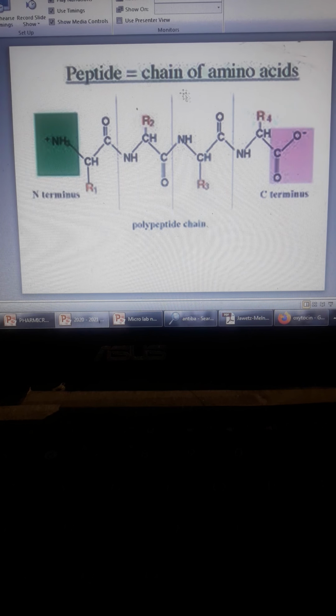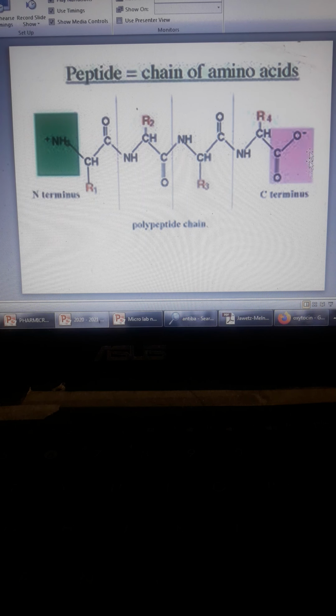So try to look at this diagram. Amino acid plus amino acid undergoes the condensation process, which leads to the formation of a peptide bond. If you reverse the reaction, you have to add water and it undergoes a hydrolysis process. It will go back to one amino acid plus one amino acid. Okay. So, peptide chains of amino acids.